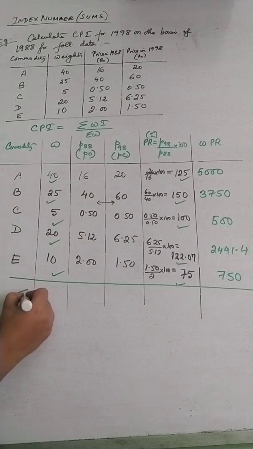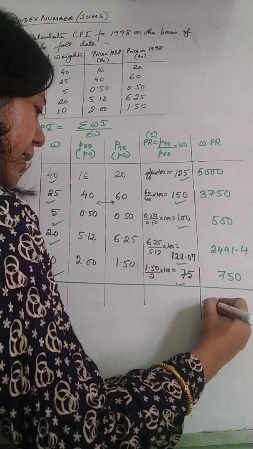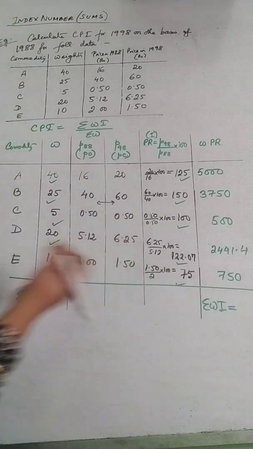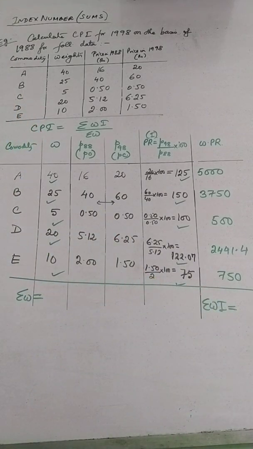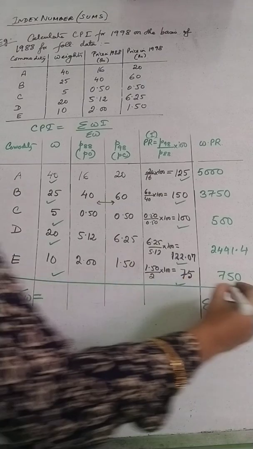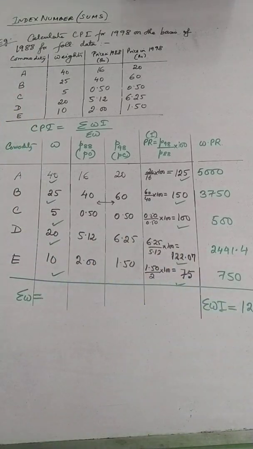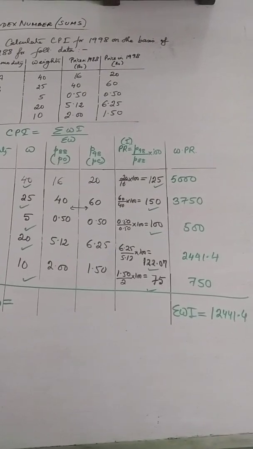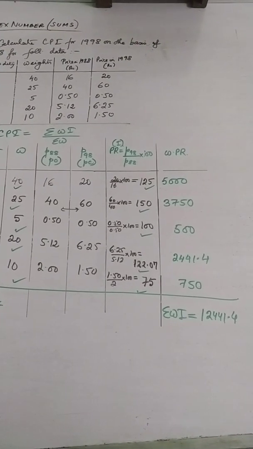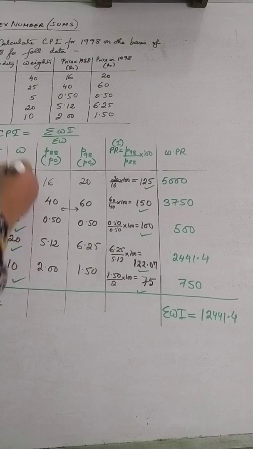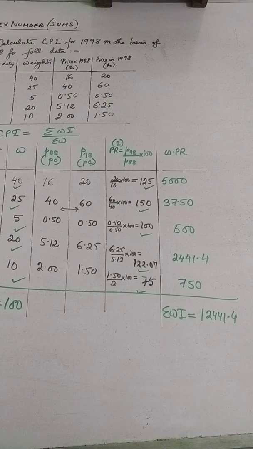I need summation of W and I need summation of WI or WPR, whatever. Okay, so it's coming to how much? 12441.4, if I'm not wrong. Just check and see the value. Okay. Summation W is how much? Summation W is simply, this is going to give you 100. Okay, so this is what we have.